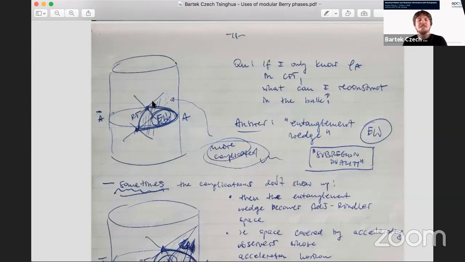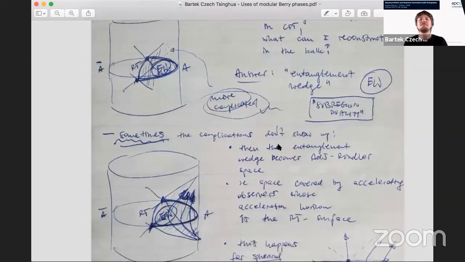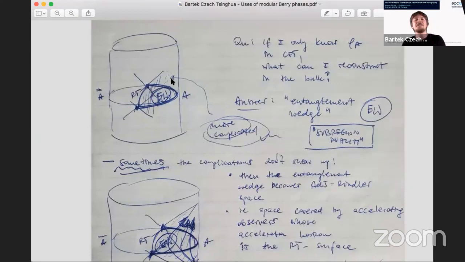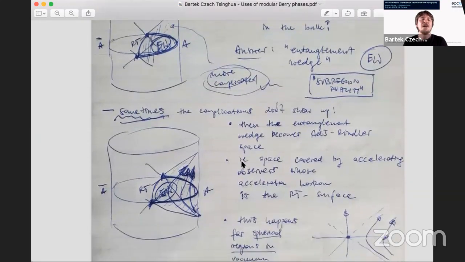This description that I just gave you, that I can just take the RT surface and take stuff which is space-like separated on the A side from the RT surface, is not globally correct, but it is locally correct if I'm close enough to the RT surface. If I'm close enough, this is an okay way of describing what the entanglement wedge is. Now, in general, farther away from the RT surface, some complications show up.